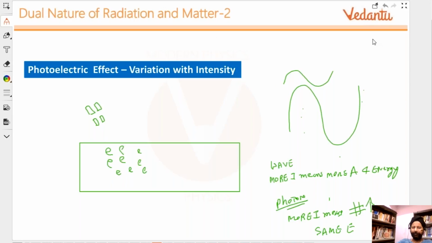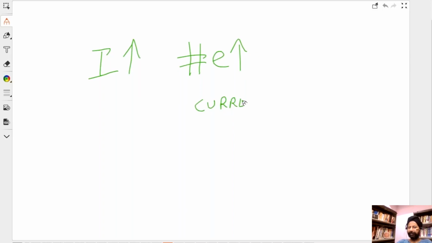Now if more photons are falling on it, doesn't that mean more electrons will be emitted? Because not all those photons were emitting electrons, but if you're throwing more photons, there are more chances of electrons absorbing them, and more electrons will go out. So this is the thing that we're trying to say. If intensity goes up, the number of electrons released goes up. That means the current goes up. This is after all electric current, right? Flow of electrons is current. So the current goes up, the photocurrent goes up.